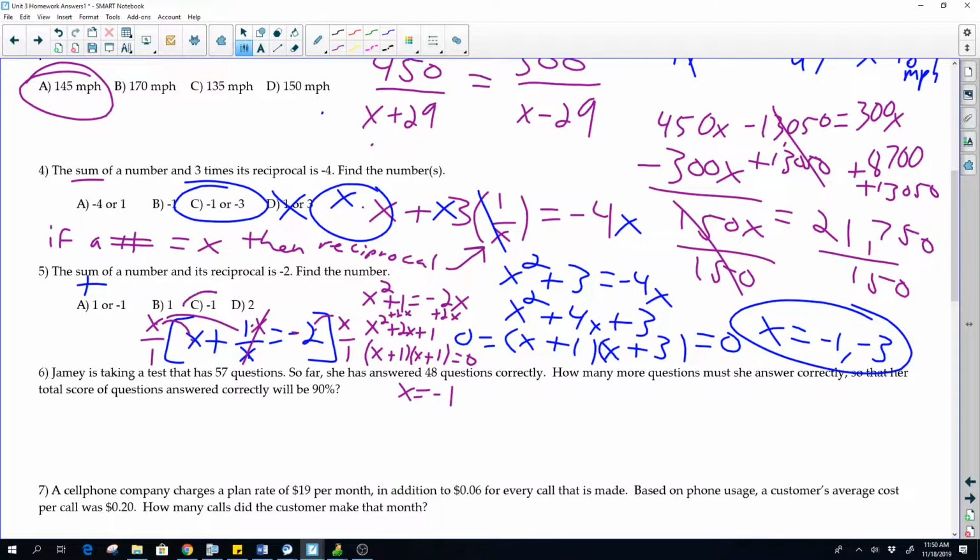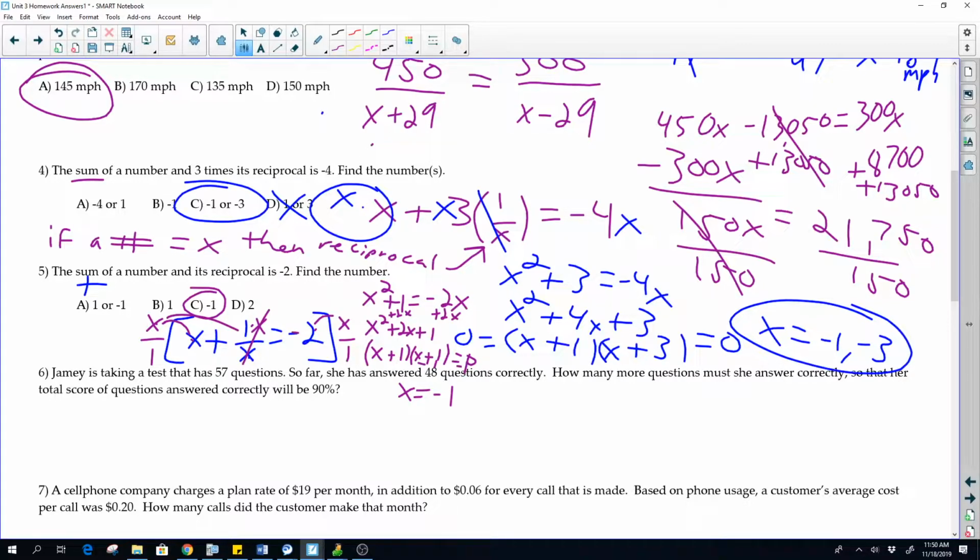So that's going to be C. Hopefully that's making more sense. Think about it: distribute that x all the way through after you set it up, and then factor it. And then x equals negative 1, because again, you set it equal to 0, and then you subtract 1 from both sides.